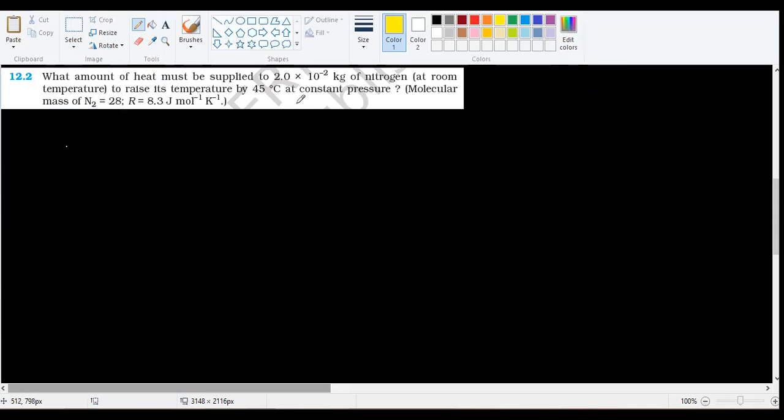What amount of heat must be supplied? So that means they are asking you to find the Q. Q is equal to MC delta T. But then they said constant pressure, which means it's going to be Cp. Mass of the nitrogen is given. Delta T is raise its temperature by 45 degrees, so this is also given. Molecular mass is given, R is given, 8.3.